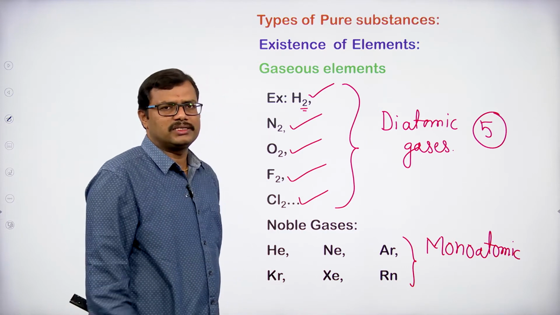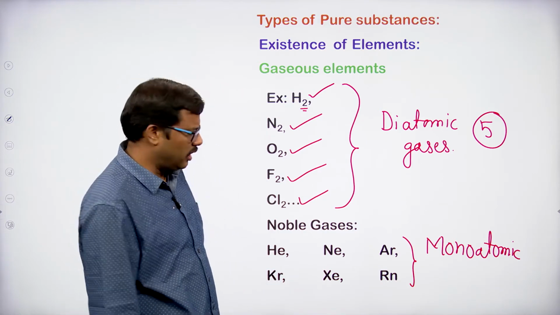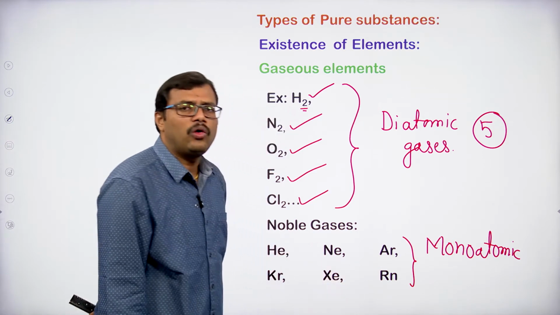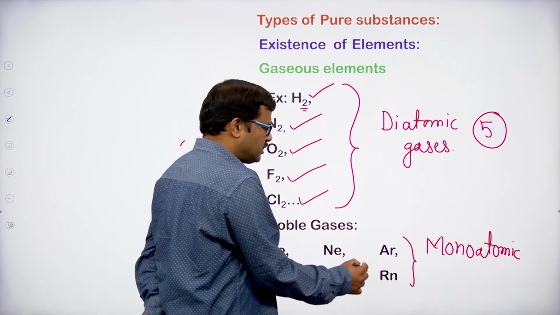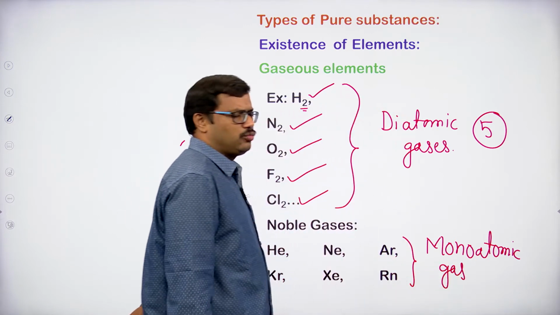Krypton exists in nature as Kr only. Xenon in nature exists as Xe only. So, these are therefore called monoatomic. They exist in nature as only one atom, so they are called monoatomic.